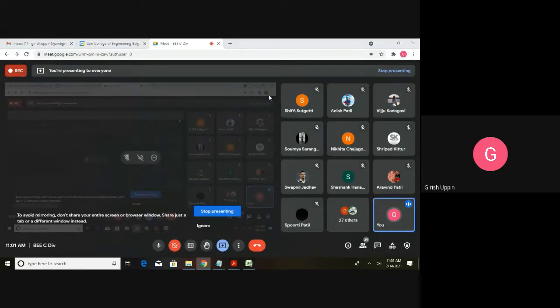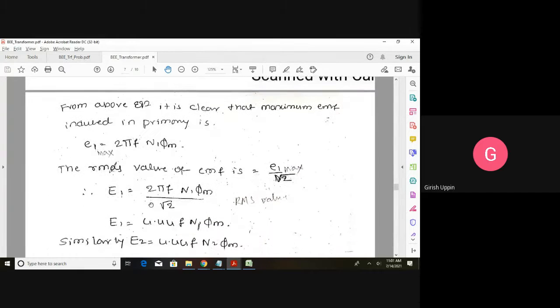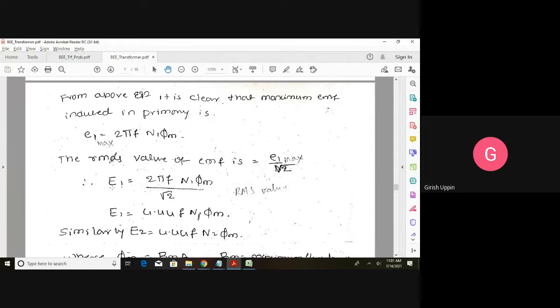As we know, we represent voltage as the RMS value, and what we have is the peak value of the primary EMF. We can represent the peak value in terms of the RMS value. What is the relation? The RMS value of an alternating quantity is equal to 0.707 times the peak value, or the peak value divided by root 2. Therefore, the RMS value of the primary EMF, capital E1, is equal to E1max divided by root 2, which is 2πf N1 φm divided by root 2. That will come as E1 is equal to 4.44 f N1 φm. So this is the equation for the primary EMF.